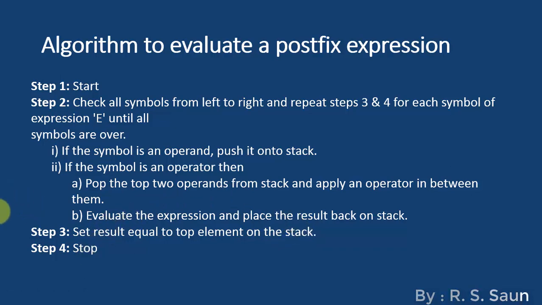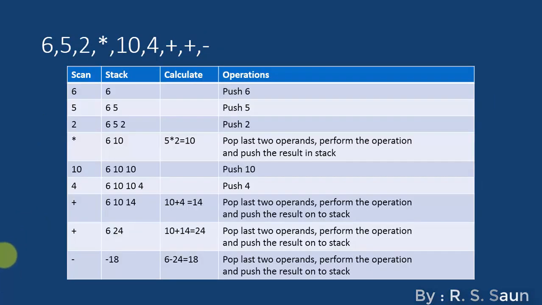Now let us check out an example to see how this can be done. Here's an example. At the top you can see the expression. It is a postfix expression. You can see all the operands are to the left hand side and operators are to the right hand side. Now what we need to do is scan all the elements one by one. First of all we are going to scan 6 starting from the left, then 5, then 2, and so on till the end. And at the end the result of this stack will be our answer.